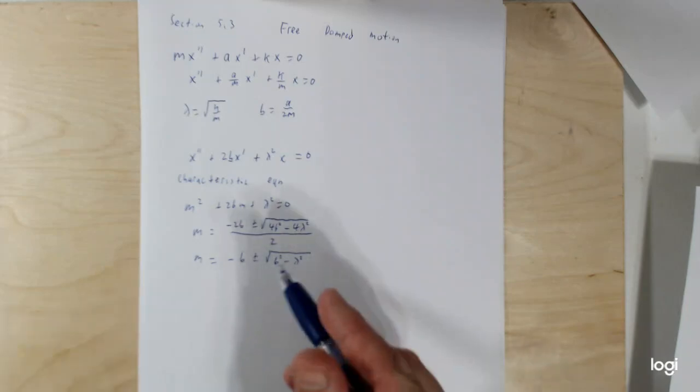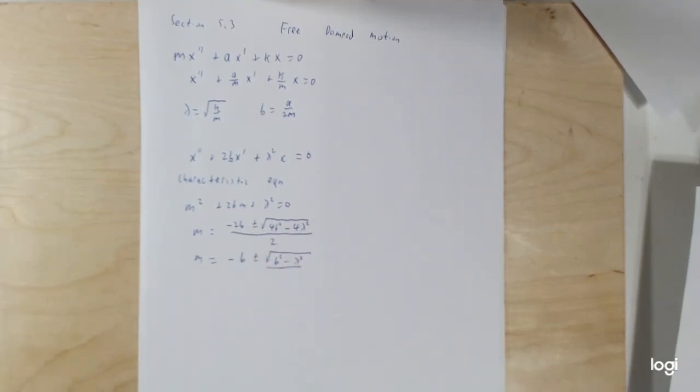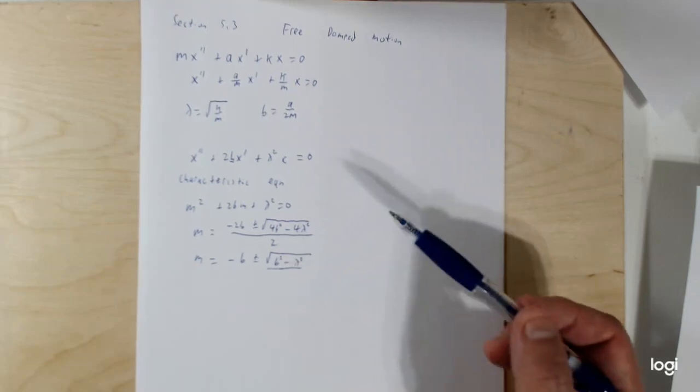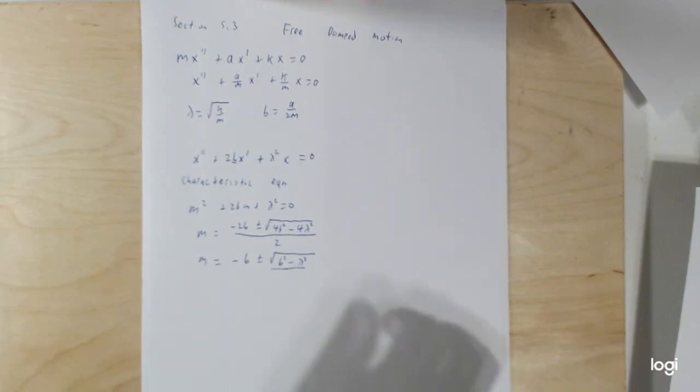Now, it depends upon what this term is as to what kind of motion we're going to get. So there's 3 cases here. This term can be a positive thing inside the square root. We could have a 0 inside the square root, in which case you have a double root. Or we could have a negative number inside the square root. So let's look at those 3 cases separately.